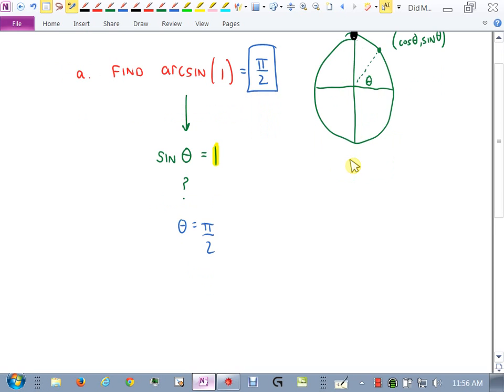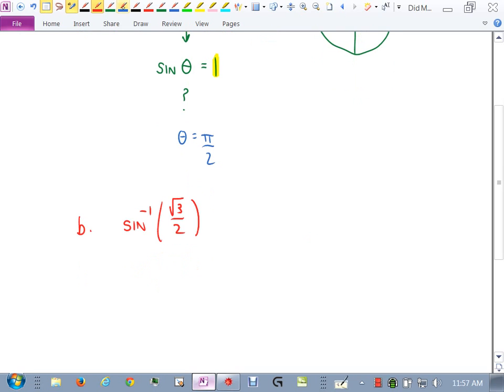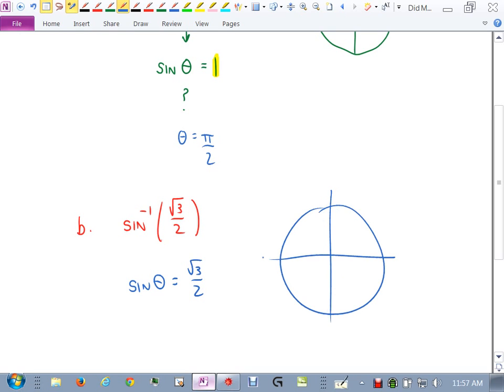Let's look at part B. What about this? It's asking the same sort of thing. That notation just means arc sine, sine inverse, same thing as that up there. But now I want to know root 3 over 2. So the way I do it is, again, I'm saying sine of some angle, which I don't know, is root 3 over 2. So if I go to my unit circle, I'm asking myself, where is the y coordinate root 3 over 2?